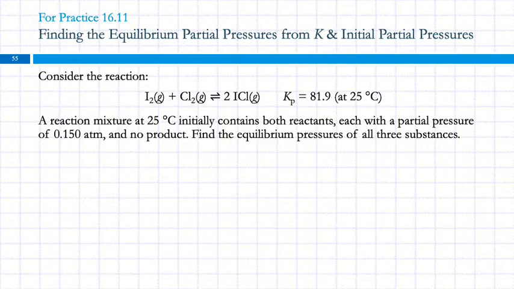So this is an equilibrium problem. We're given Kp, the equilibrium constant with respect to pressure. So we need to make an ICE table.